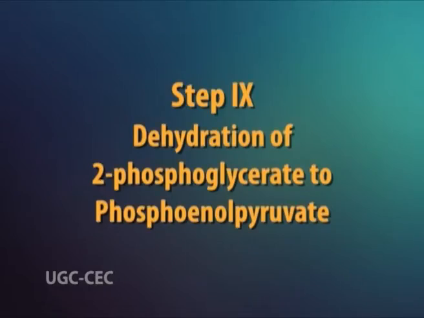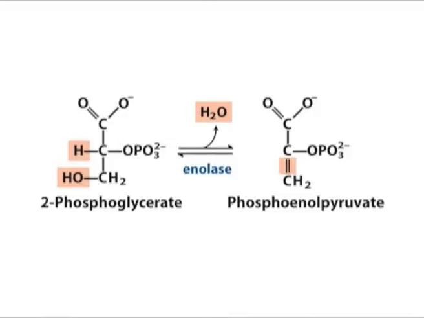Now, the 9th step, which is dehydration of 2-phosphoglycerate to phosphoenolpyruvate. This step deals with conversion of 2-phosphoglycerate to phosphoenolpyruvate, PEP, in the presence of enzyme enolase, which involves irreversible removal of a water molecule from 2-phosphoglycerate.